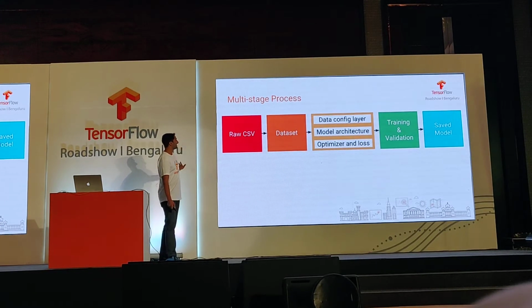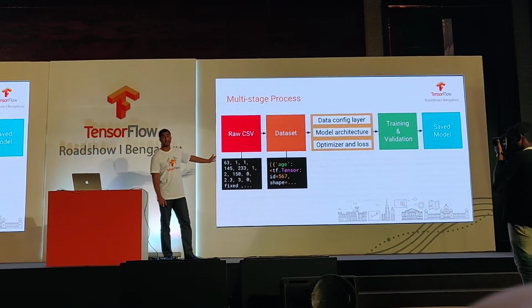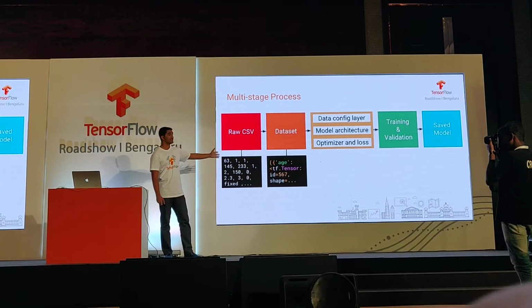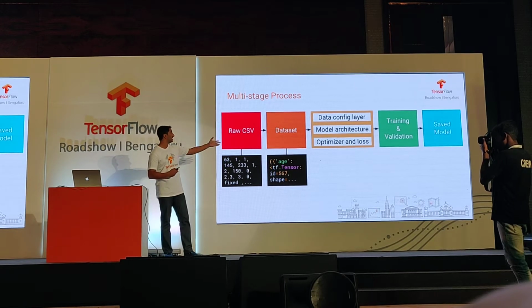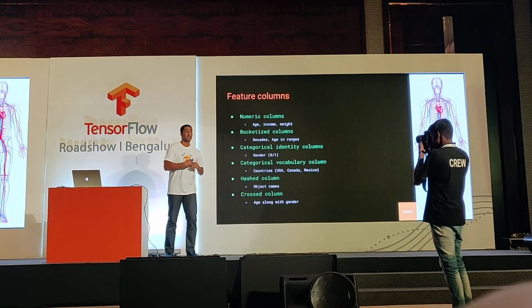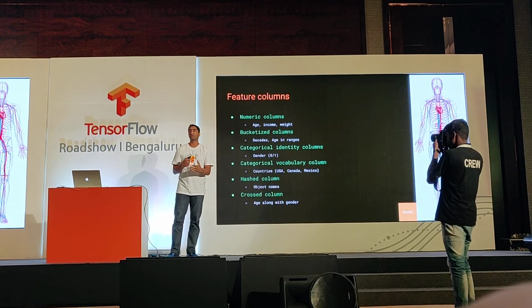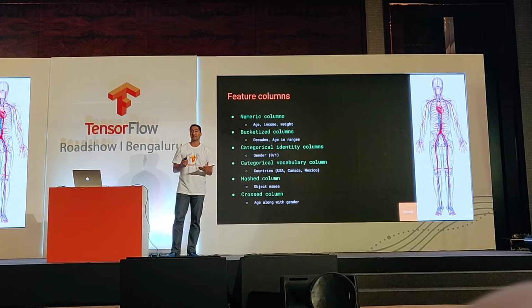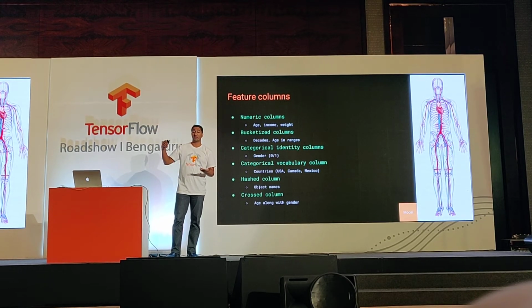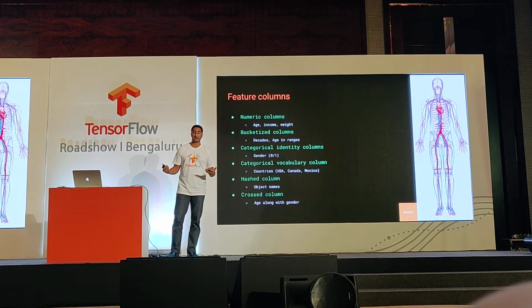So let's look at our multi-stage process and see where we are. We've taken our raw CSV data, and we've actually turned it into a tf.data dataset object. So now we're going to move on to creating our model. So when we saw the CSV file in our minds, we knew immediately how to represent the data. Like age, for example, we knew is a linear numerical value, but the way we represented gender as 0 or 1 is not.